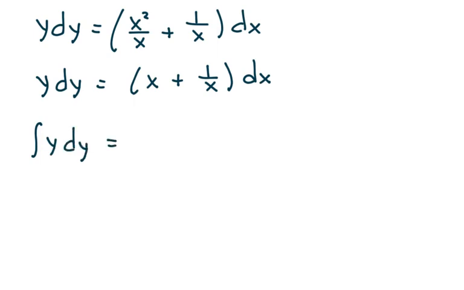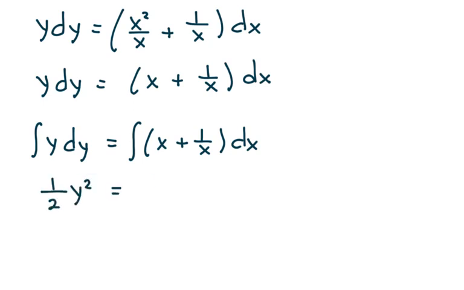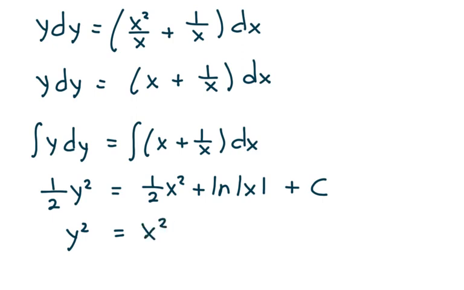So the integral of y dy is the integral of x plus 1 over x dx. Now, from here, 1/2 y squared is equal to 1/2 x squared plus natural log of the absolute value of x plus c. Remember, the integral of 1 over x dx is natural log of the absolute value of x plus c. So we have to add the c at the end. And so y squared, multiplying both sides by 2, is x squared plus 2 times the natural log of the absolute value of x plus k, where k equals 2c.